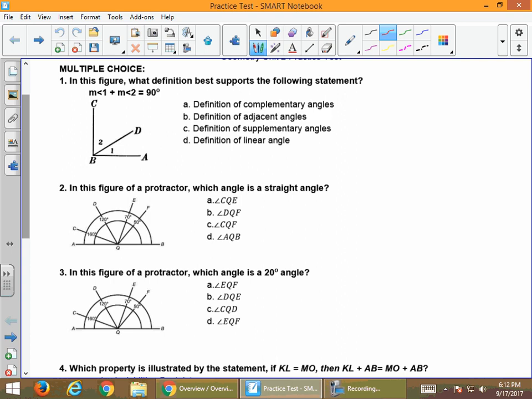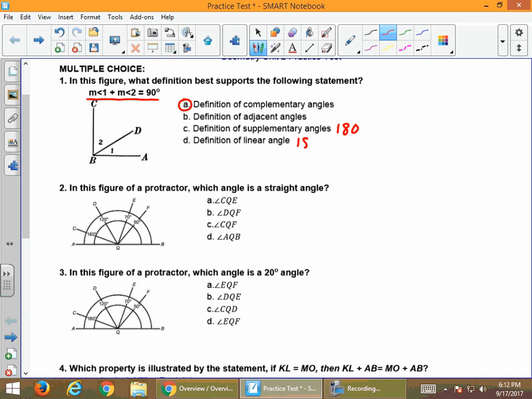It says in this figure, what definition best supports the following statement? The statement that the measure of angle 1 plus the measure of angle 2 is equal to 90. Of our choices, only one of these things are angles that add up to 90 degrees, and that is choice A, complementary angles. You may remember I had some students in each one of your classes come up and flex their muscles to see the complementary angles because they're 90 degrees, as opposed to extending a straight arm out like supplementary angles are.